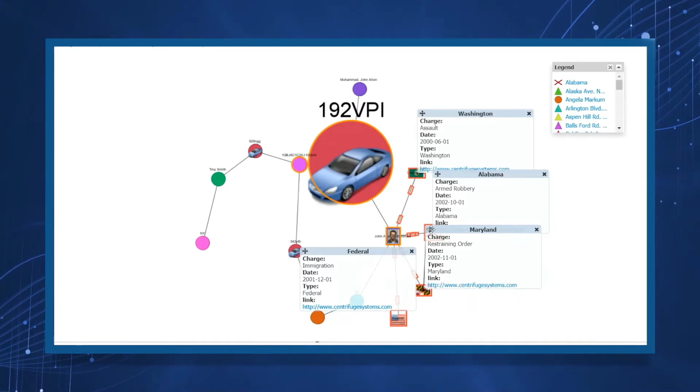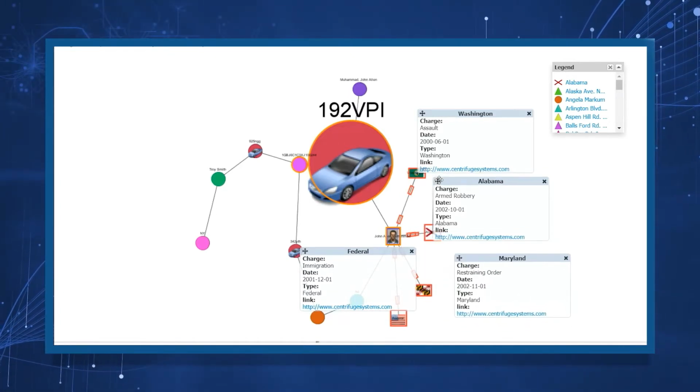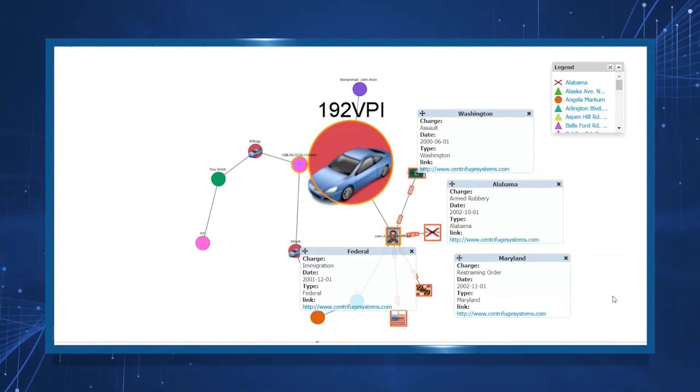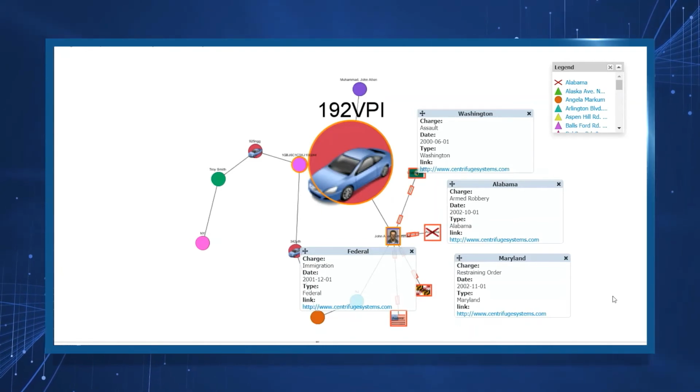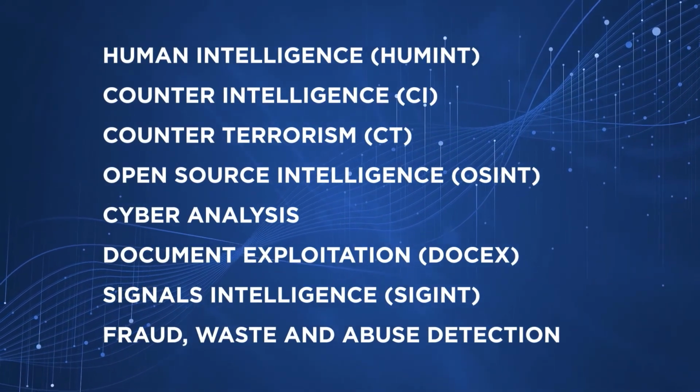All the data was there. Investigators just needed better data collection and better analysis tools to get to a faster conclusion. This is one example of how Centrifuge could have been applied in the past. Today, Centrifuge is being applied to intelligence and DOJ missions.